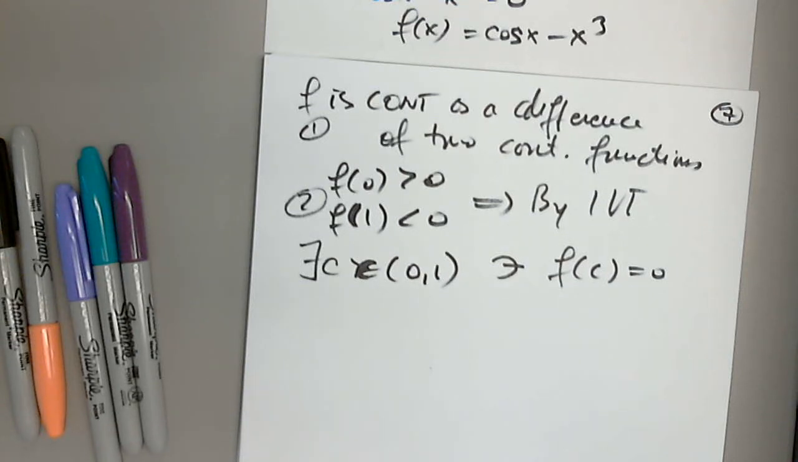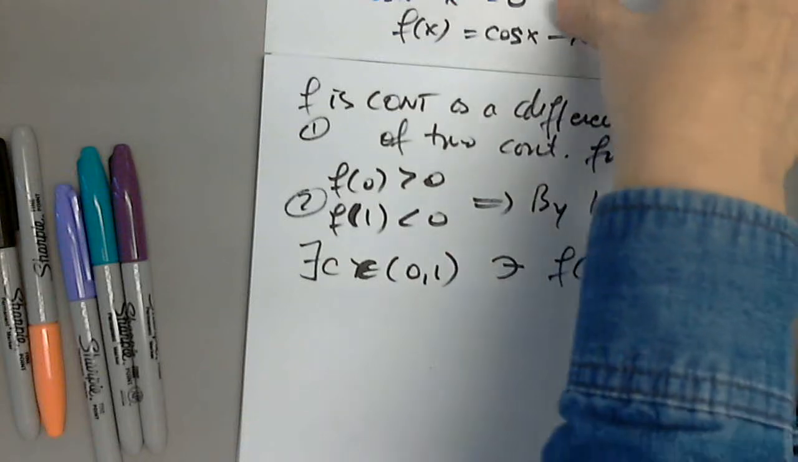Yes, Jared? What is the top line saying? F is continuous as a difference of two continuous functions. So we know that a sum or a difference, product or ratio of two continuous functions is also continuous. Or you can say, in our case, in the second problem, simply f is continuous as a polynomial function. In the one from the previous test.